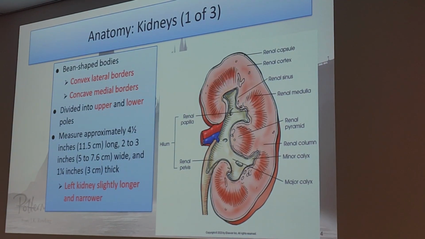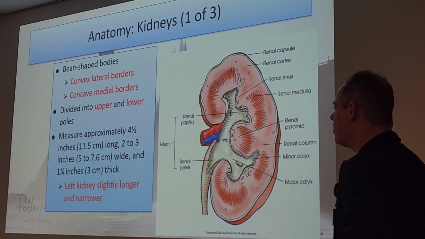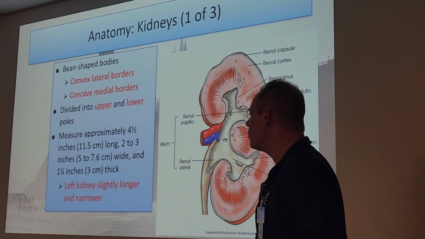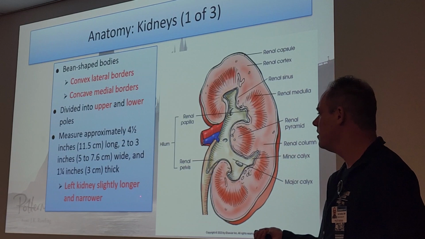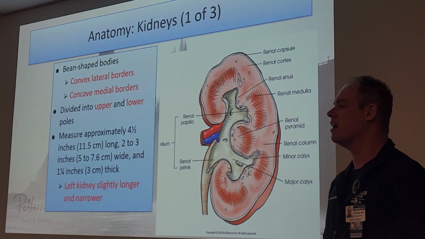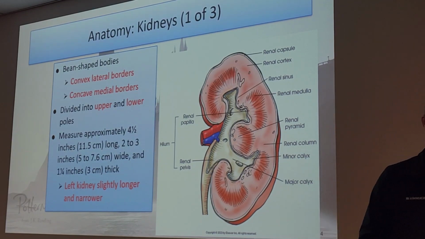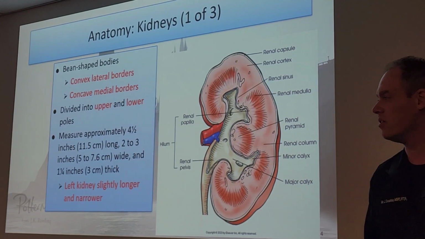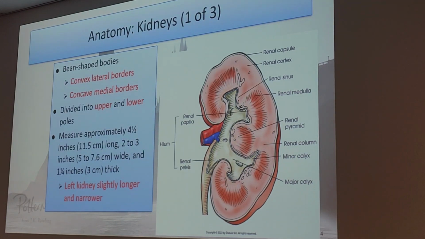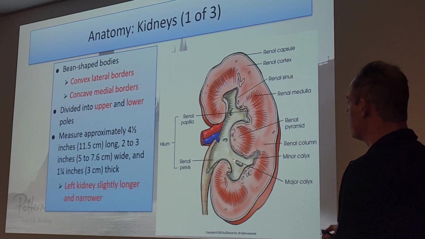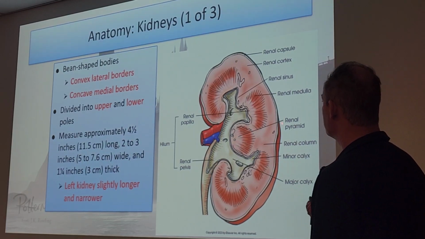So kidneys measure approximately 4.5 inches long, 2 to 3 inches wide, and 1/4 inch thick, and the left kidney is slightly longer and narrower than the right kidney. That's typically universal across all humans. Which one did you say was the concave and convex? Concave caves in, convex convexes out.